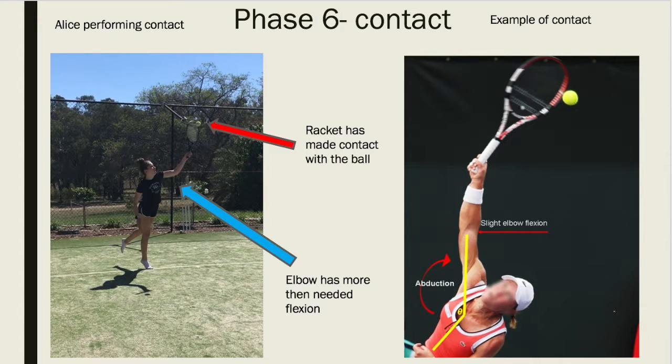Phase 6, contact. The torso has a tilt and the elbow, wrist, and front knee have minimal flex when the racket has finally made contact with the ball. It is evident that this phase is a weakness for the participant as she has more than minimal flex when contacting the ball with her racket.